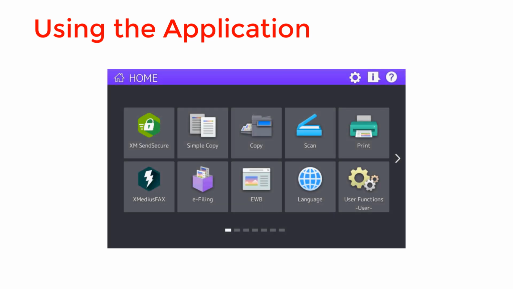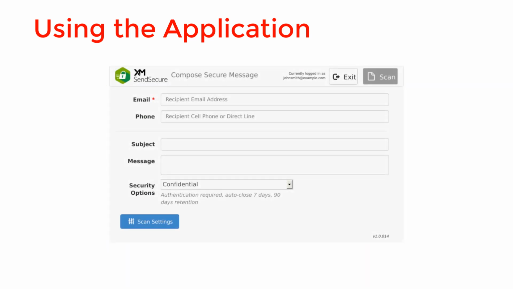To send a document using XM SendSecure on the MFP, you simply go to the main panel or wherever you have the application installed and press the XM SendSecure button. That will bring up a screen so that you can compose the message. The only thing that is mandatory here is the email address for the recipient. You can also enter a phone number and of course a subject and a message, and select your security options. Note that this is the page that you will see without a logon.